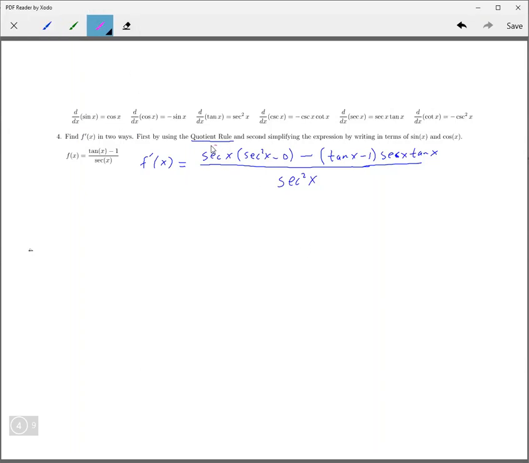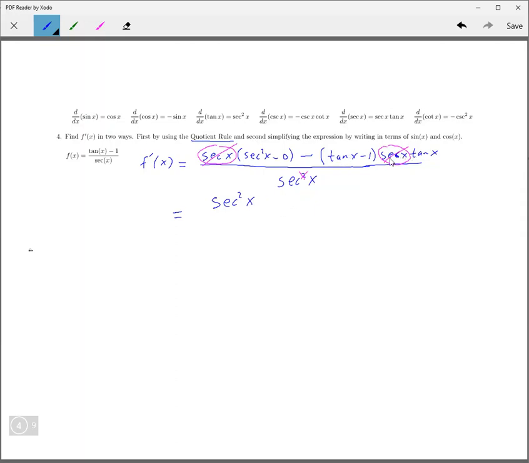Okay, now you notice that there's basically 3 terms. There's this term, and then there's that term there. Okay, each of those has a secant. Okay, so if we factor that out, it will cancel with one of those secants. Okay, so we end up with secant squared x.